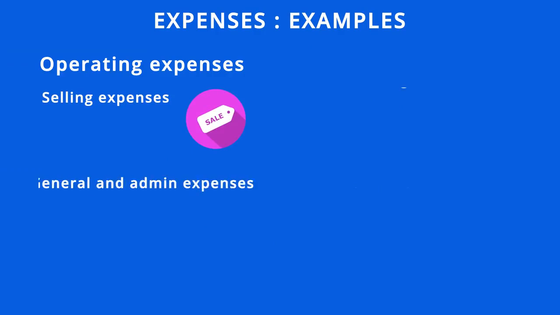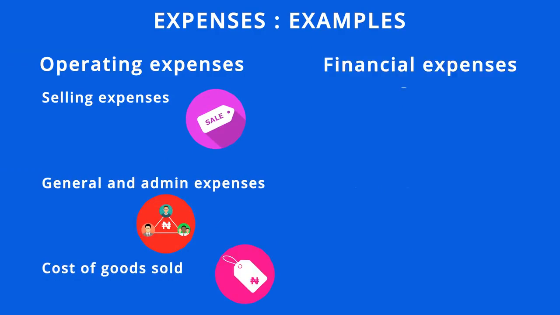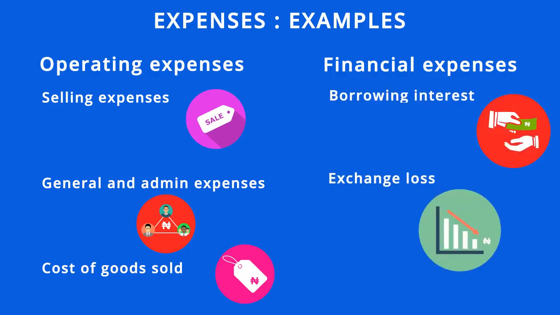Let's take a look at examples of expenses. We have operating expenses, which includes your selling expenses, general and administrative expenses, your cost of goods sold. We also have financial expenses, which includes borrowing interest, exchange loss that you might incur during the operations of a business. Depending on your type of business, whatever expense you incur can fall into any of these categories.